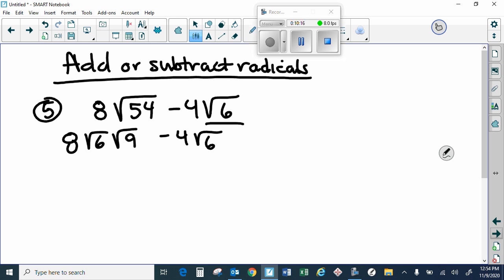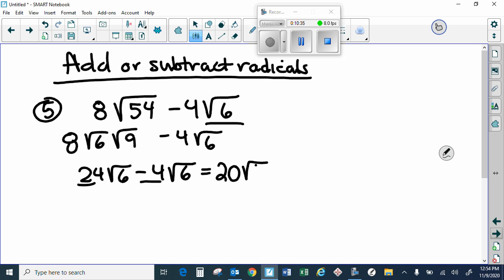Okay, so now I can see how I'm going to be able to put these together. And what is root 9? 3. 3 times 8 is 24 root 6 minus 4 root 6. And again, since they're the same radical, I can just deal with their coefficients. 24 minus 4 is 20 root 6. The root 6 part doesn't change, just like the denominator doesn't change when you add or subtract fractions. Okay. So the same rule would apply with addition. It doesn't matter.